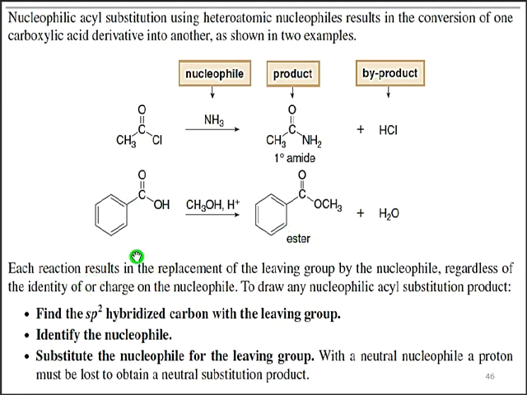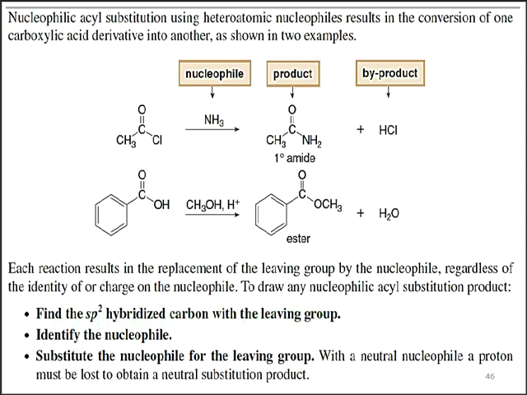Each reaction results in the replacement of the leaving group by the nucleophile, regardless of the identity of the charge. There is a charge or no charge on the nucleophile. To draw any nucleophilic acid substitution, there are 3 main steps. Step number 1, find the sp2 hybridized carbon with the leaving group.